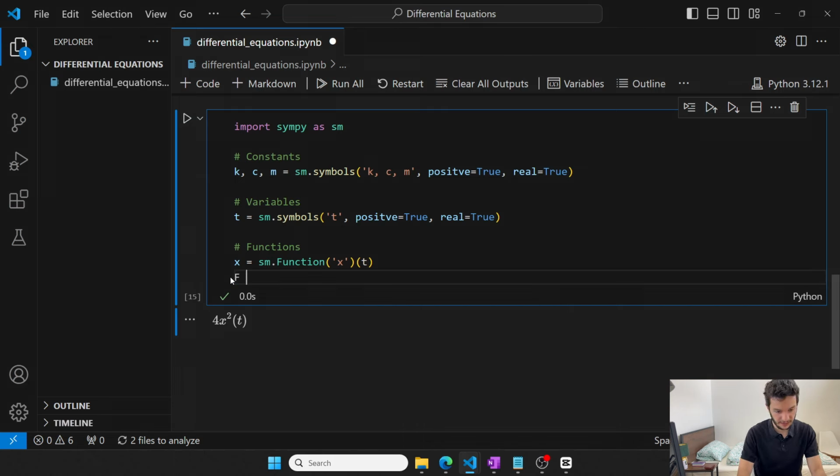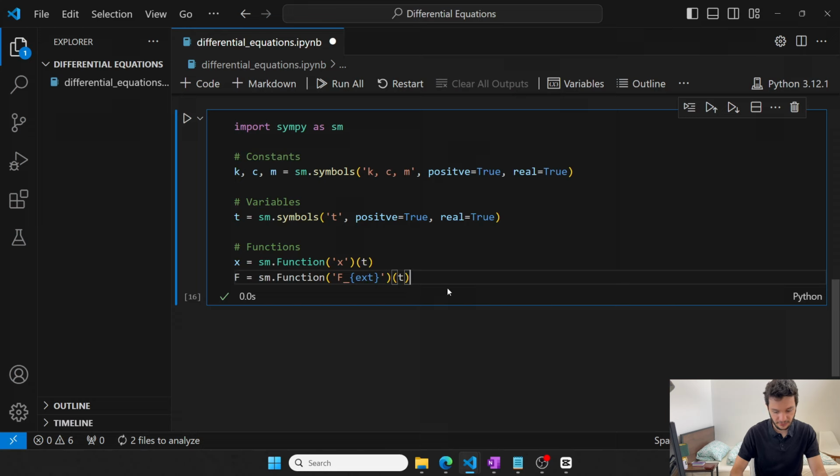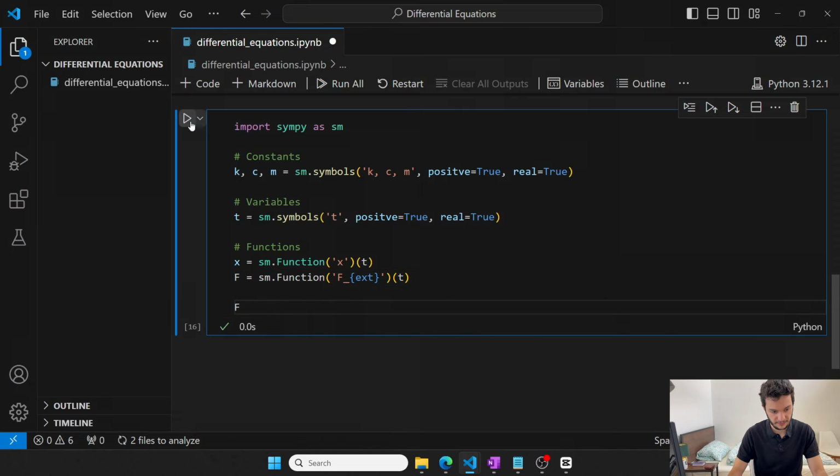Same goes for f. I do f is equal to sm dot Function. Remember here, it is a capital F. And then I specify f because I want to represent it with f. I can either do f or, for example, here do f subscript ext, representing the external forces of t. If I go ahead and run this and print down f, now we have the external forces depending on t.